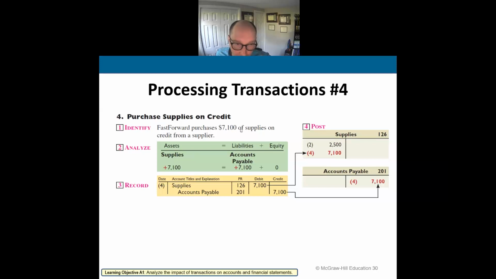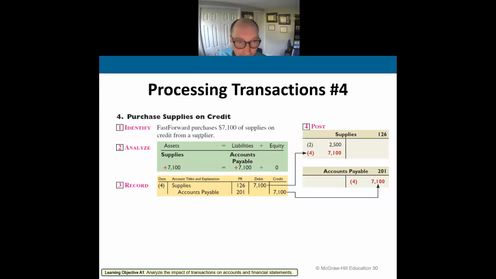On account. When you hear the words on account, it means we're purchasing it using accounts payable, and we will later pay the bill. Anytime on credit, on account, they mean the same thing. It means we're going to use accounts payable to make that purchase. We'll get the invoice, and then we'll pay them later.